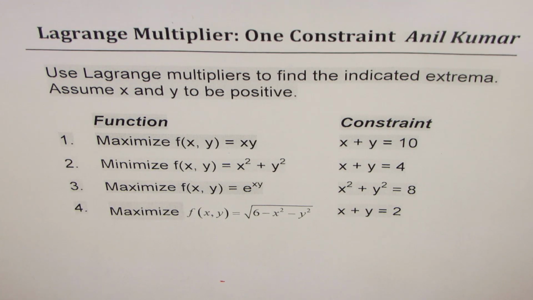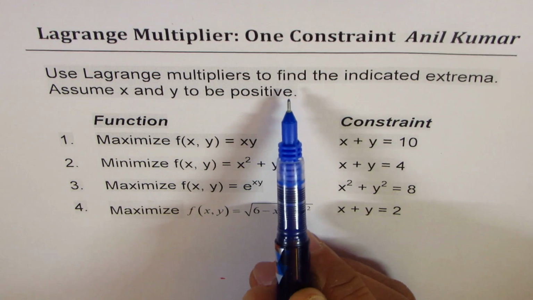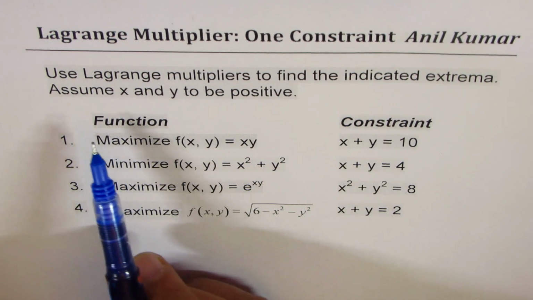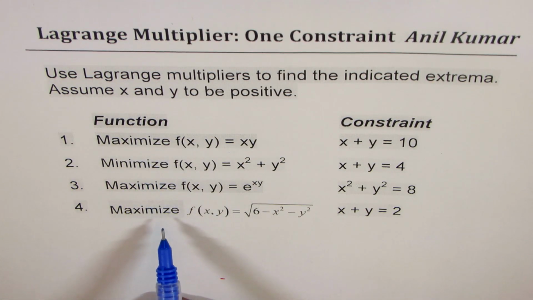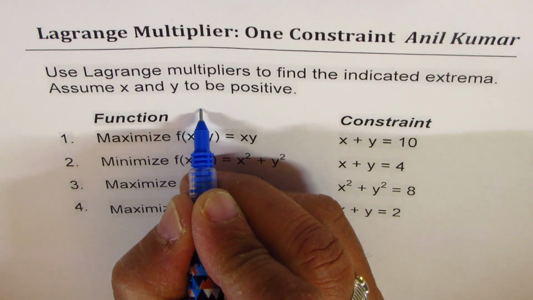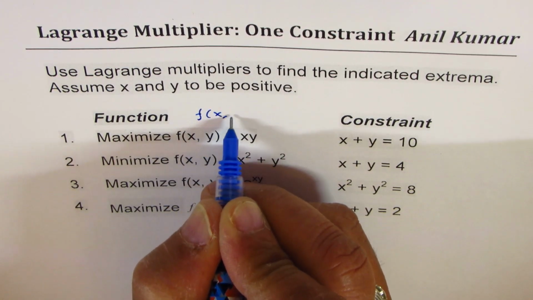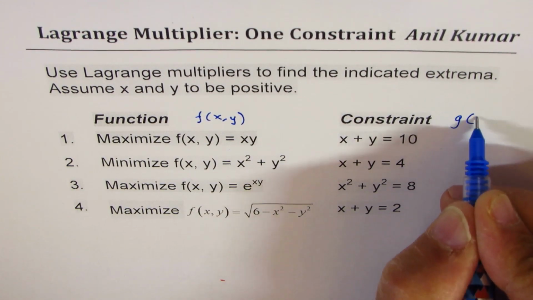We'll talk about a standard method to apply Lagrange multiplier and solve optimization questions. The question here is, use Lagrange multipliers to find the indicated extrema. Assume x and y to be positive. So we have four different functions here with given constraints. In general, we'll write function as f of x,y. We are treating two variables, constraint g of x,y.